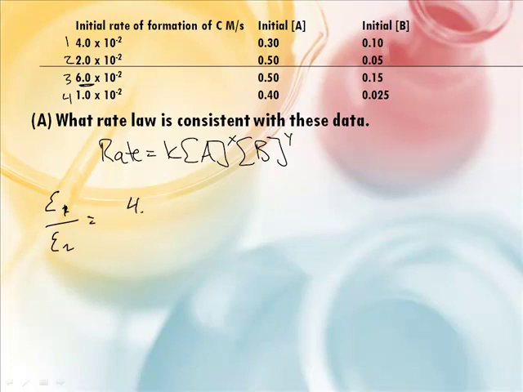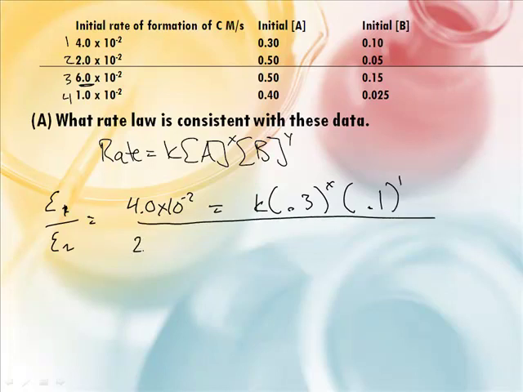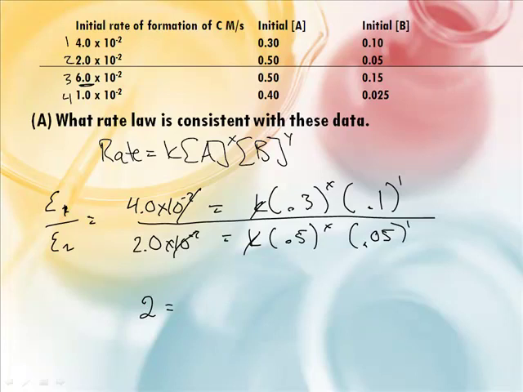So this would be 4.0 times 10 to the minus 2 equal to k times 0.3 to the x times 0.1 to the 1, right? And this will be 2.0 times 10 to the minus 2 equal to k times 0.5 to the x times 0.05 to the 1. Now the 10 to the minus 2's cancel, the k's cancel, so I can say 2 is equal to 0.3 over 0.5, which is 0.6, to the x times 0.1 over 0.05.